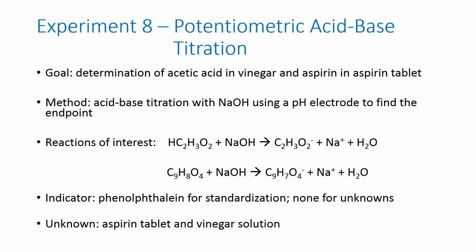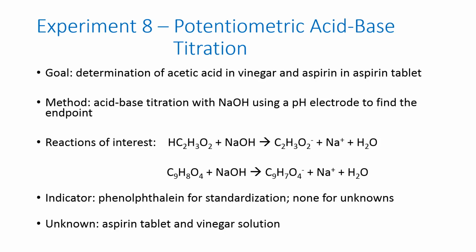This time, though, you'll be using a pH electrode instead of an indicator to find the endpoint. The two reactions of interest are given there. The top is for your acetic acid in vinegar reacting with your sodium hydroxide titrant. The bottom is for the weak acid that is the aspirin active ingredient reacting with the sodium hydroxide.